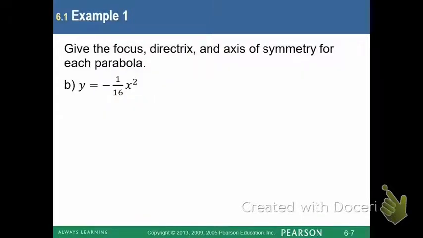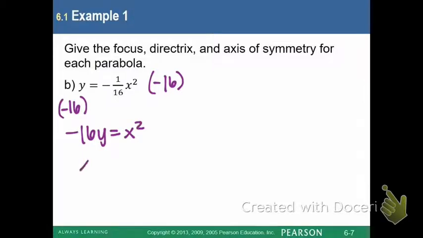Next one: y equals negative 1/16 x squared. I want to point out here that for the part that's squared, we don't want the constant in front of that number. We want it attached to the other variable. So first thing I'm going to do is get the x squared by itself. I am going to multiply both sides by negative 16 because that will cancel over here. That gives me negative 16y equals x squared, or if you want to rewrite it, x squared equals negative 16y, then it fits the pattern that we're used to.